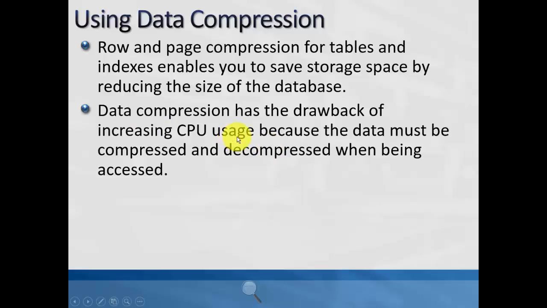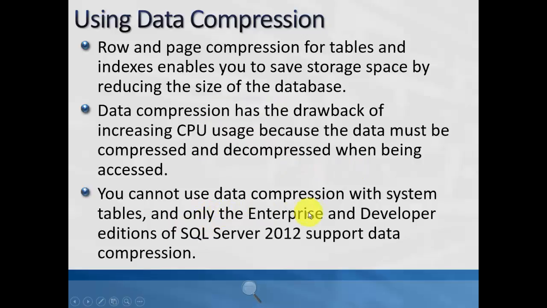So this means your system is much busier if you enable compression and encryption, which is the next topic for database. If you encrypt and compress it, wow, good luck. You must have a very high-end CPU. So the drawback is increasing CPU usage, because the data must be compressed and decompressed when being accessed. You cannot use data compression with system tables.